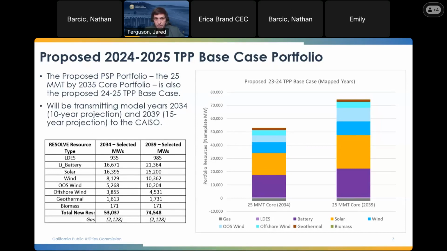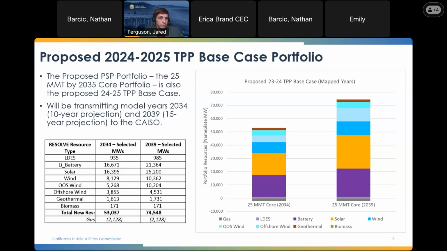And this year we'll be transmitting 2 model years and 2 mapped years. The 2034, which is the traditional 10-year projection, and then we're also transmitting 2039 model year, which is a 15-year projection to the ISO. And this figure on the right shows that breakdown of resources selected in this portfolio.